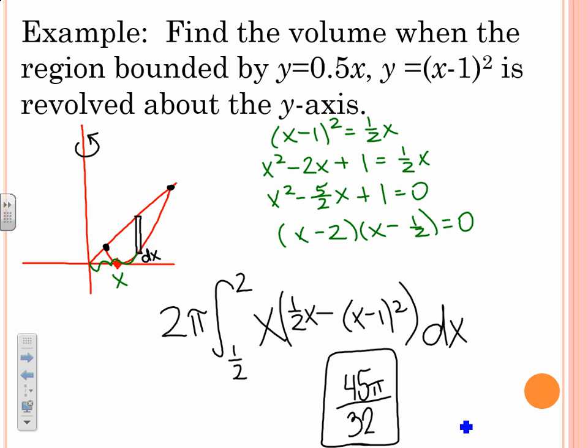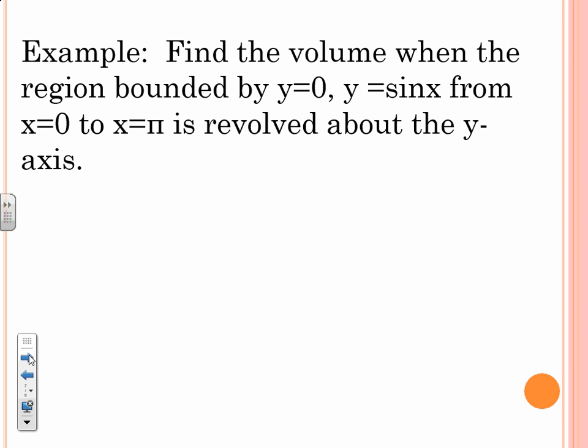But do you see that visualizing what shape that rectangle is making as it rotates around is important? So we can determine, are we making shells, washers, or discs? All right, next set of information. Next example.